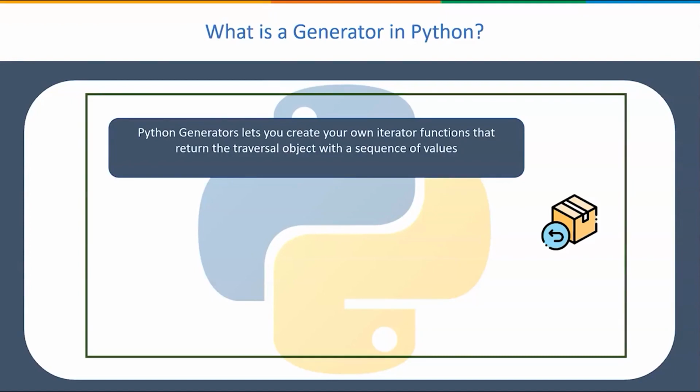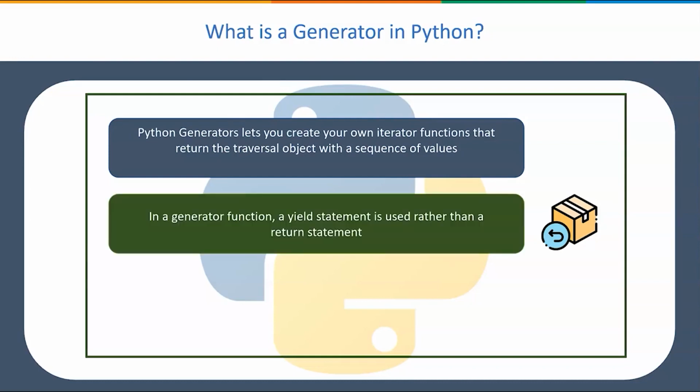Now, what is a generator in Python? Python generators let you create your own iterative functions that return a traversal object with a sequence of values. So basically, with iterators you can only work on lists, tuples, or sets, but with generators you can convert your functions into iterative functions themselves. And we will see that when we work on a Jupyter notebook.